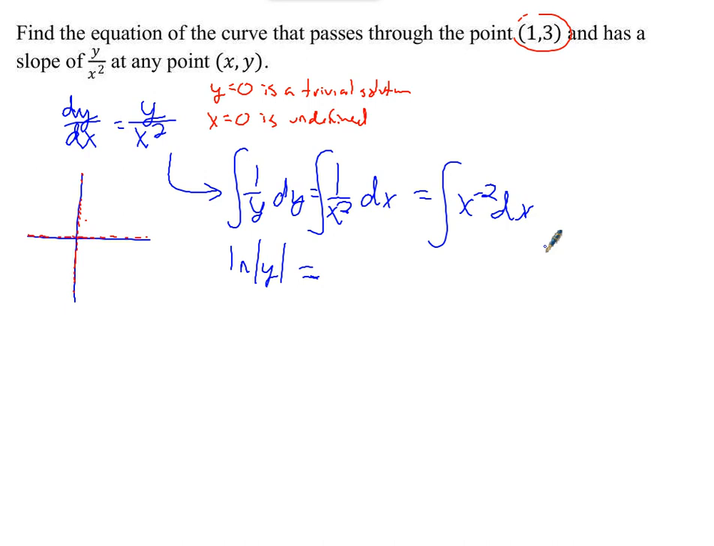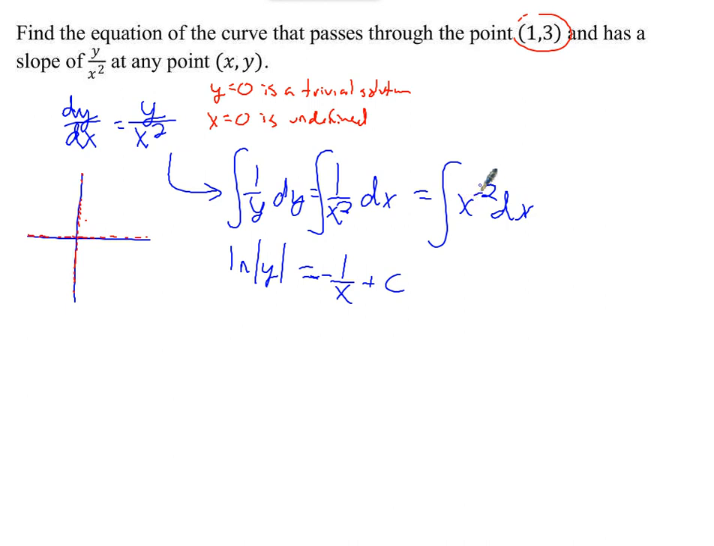x to the negative 1, which is 1 over x. But we have to divide by the new exponent. So it's actually negative 1 over x plus c. So don't get so wrapped up in these rules that we've been working on the last couple of months. Make sure you still remember that this can be rewritten, and then that's a straight up integration process.